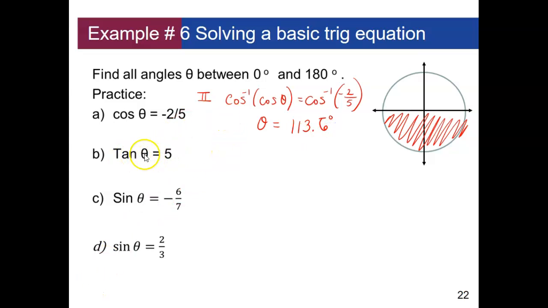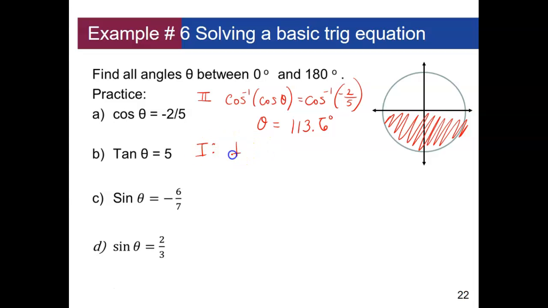Okay, moving on to our next one here. I'm looking for tangent, and I'm looking for a positive value. So looking at these, tangent, when I do inverse tangent, I'm restricted to these two quadrants here. Because of that, this is the only one that I'm going to be using here. So I don't have to worry about the second angle for tangent either. So this will be a first quadrant angle.